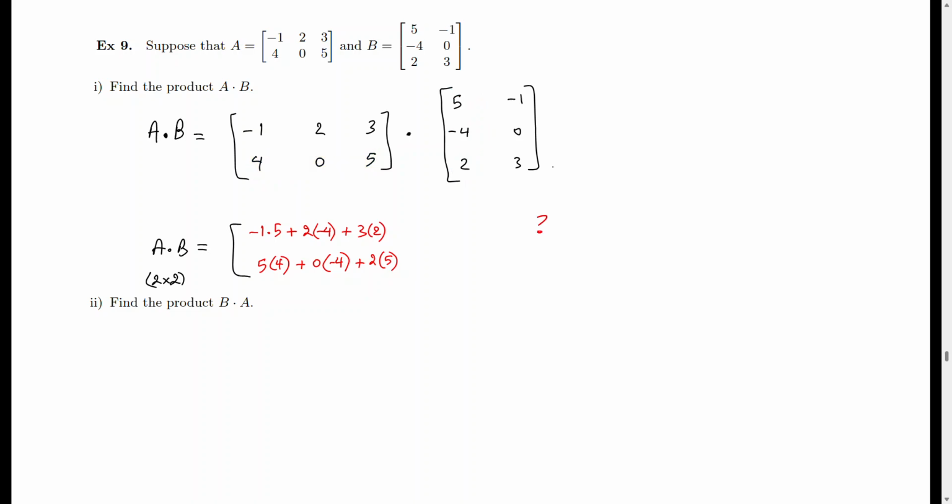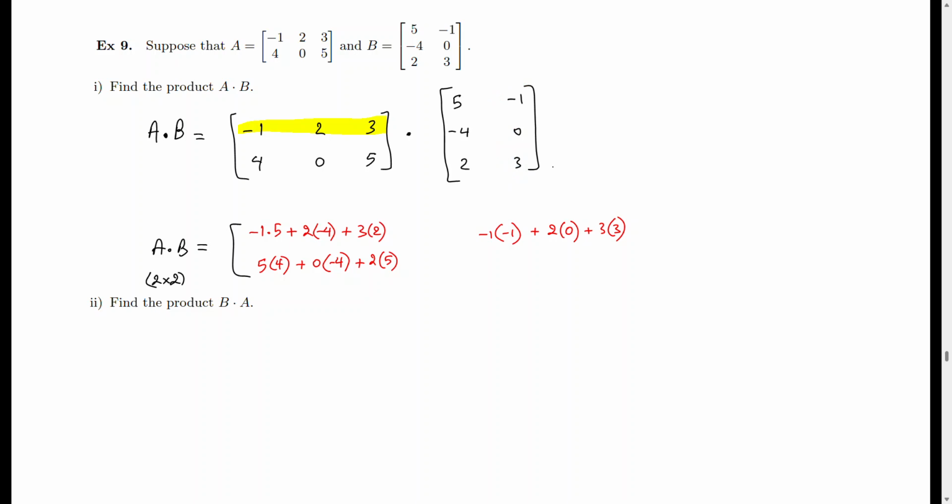So I want the first row, second column next. First row and second column. So we, again, have to multiply a bunch of numbers and add them up. So the numbers that we have to multiply are negative 1 with negative 1, 2 with 0, and 3 with 3. So negative 1 gets multiplied with negative 1, then 2 and 0 get multiplied, then 3 and 3 get multiplied, and we just add up everything at the end.